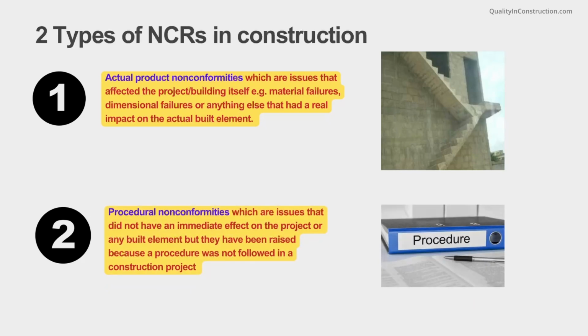And there are also the procedural non-conformities, which are issues that did not have an immediate effect on the project or any built element, but they have been raised because a procedure was not followed in a construction project. For example, a document that has not been approved by the client, if that's a requirement, any hold points that were not followed, or a failure to comply with testing requirements and frequencies. If, for example, the requirement is to sample fresh concrete for cube testing on 28 days, compressive strength, and that did not happen, then this does not necessarily mean the concrete is bad, but the testing regime was not followed.